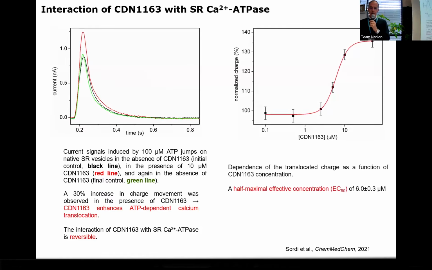We also evaluated the concentration dependence of the CDN1163 stimulatory effect, and therefore we measured current signals generated by SERCA following ATP concentration jumps in the presence of CDN1163 at increasing concentrations, and we determined a half maximal effective concentration of 6 micromolar. These results show that the compound behaves like a relatively effective activator of the SERCA enzyme.